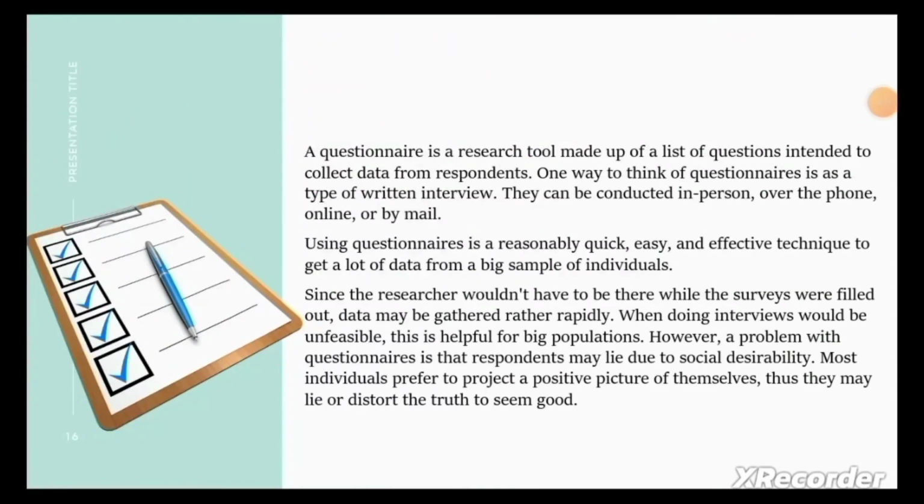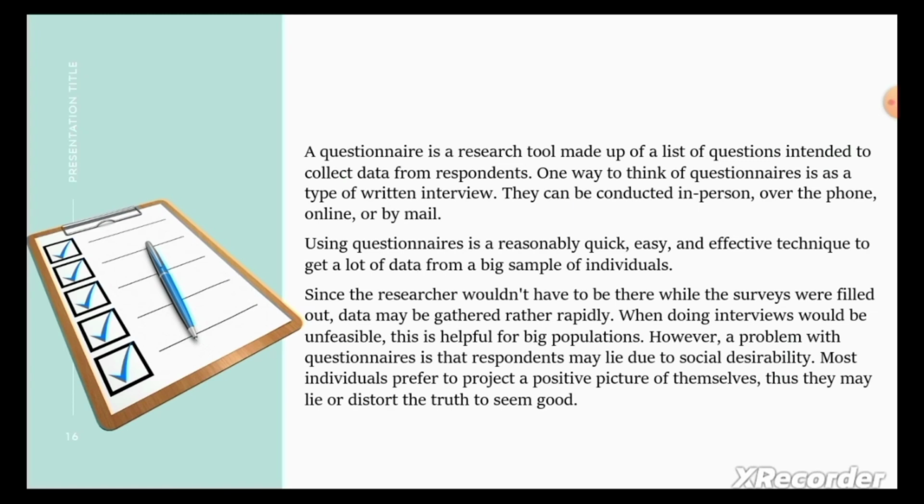Coming to the last method, the questionnaire method. A questionnaire is a research tool made up of a list of questions intended to collect data from respondents. One way to think of questionnaires is as a type of written interview. They can be conducted in person, over the phone, online, or by mail. Using questionnaires is a reasonably quick, easy, and effective technique to get a lot of data from a big sample of individuals. Since the researcher won't have to be there while the surveys are filled out, data may be gathered rather rapidly. When doing interviews would be infeasible, this is helpful for big populations.